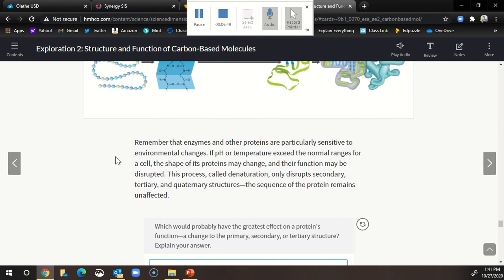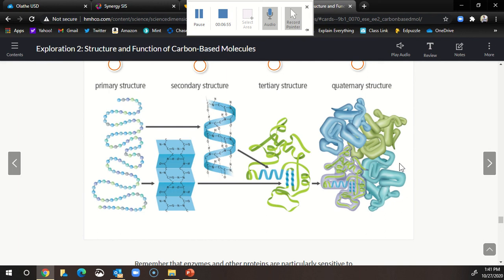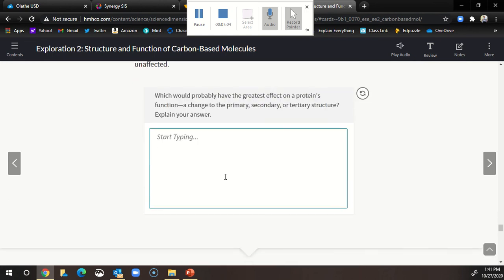Now, as we talked about before, proteins are susceptible to changes in temperature or pH. If you expose this protein to a large amount of temperature or pH, then all of these little connections will break and your protein will fall apart.